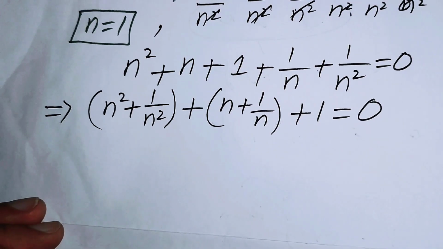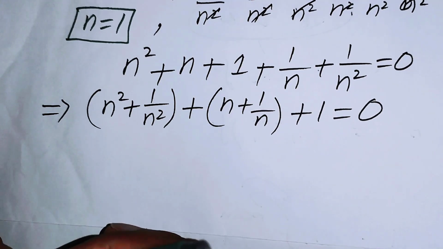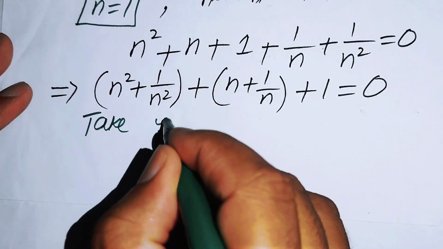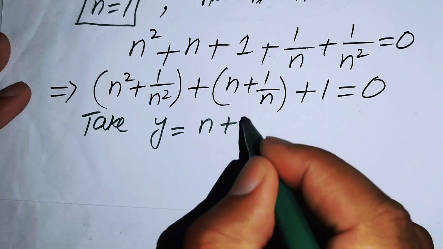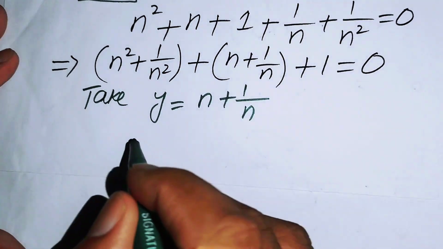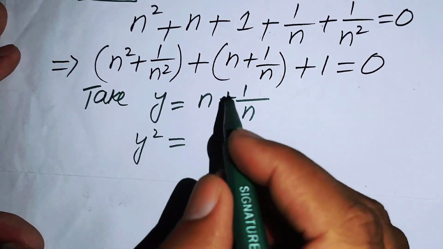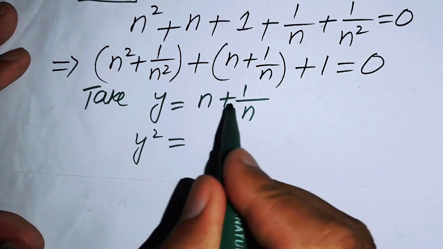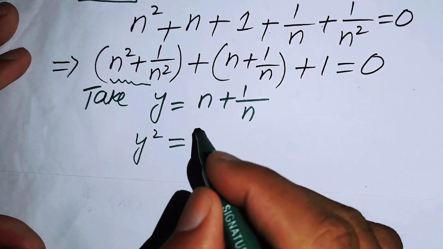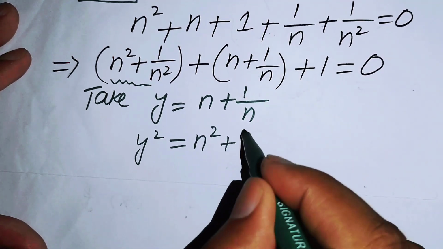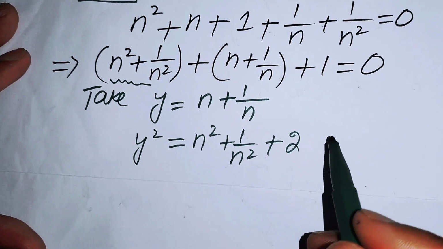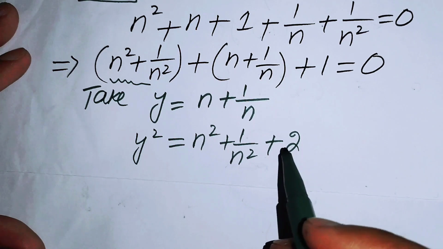And now we make a little simplification here, so that I can just take y equals n plus 1 over n. So when you put y equals n plus 1 over n, you obtain y squared equals, now I can square both sides of this equation in order to find the value of n squared plus 1 over n squared. So here you obtain n squared plus 1 over n squared plus 2, because 2 times n into 1 over n, and the next terms cancel each other and you get only 2.